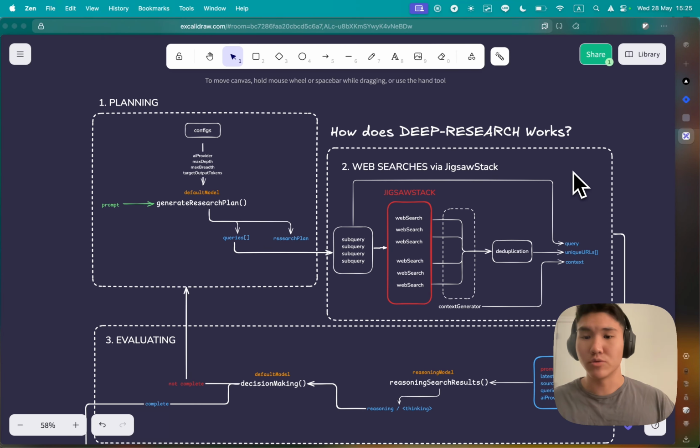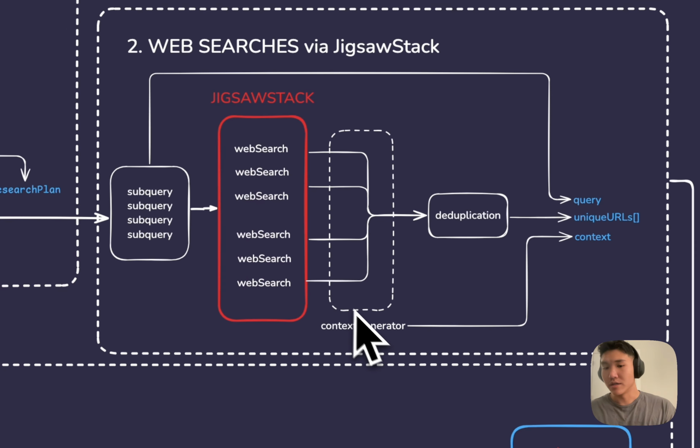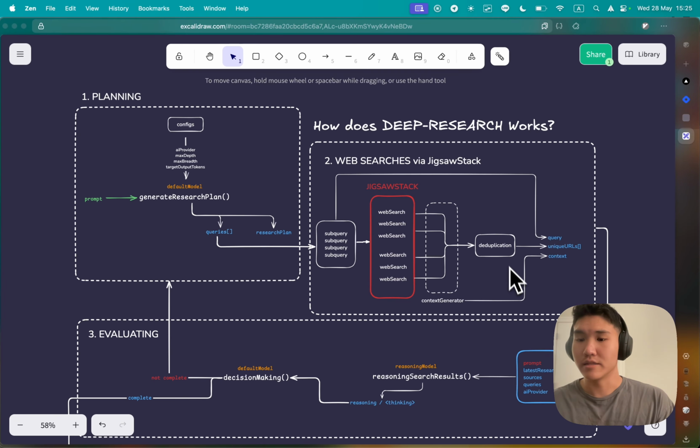The web search is done through our Jigsaw Stack's API, and this is a much more powerful web search than the current market AI web crawlers or things like website crawlers or scrapers. We also have the context generated through these web searches and then deduplicated so that we only take the key information and key takeaways from all these web searches and content.